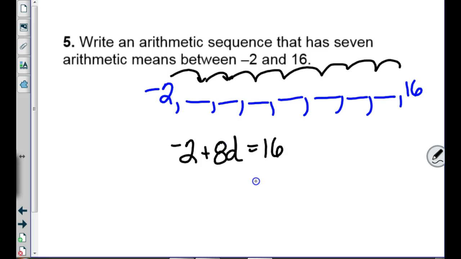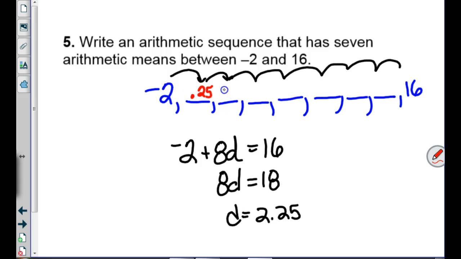Became 16. So if I add 2, I get 18 divided by 8. Is it 4.5, guys? Oh my goodness. It would be 18 divided by 8, or 9 divided by 4, not 9 divided by 2. So 2.25. And you could leave it as fractions if you want, but it's an exact decimal, so it'll work. So negative 2 plus 2.25 would just be 0.25.